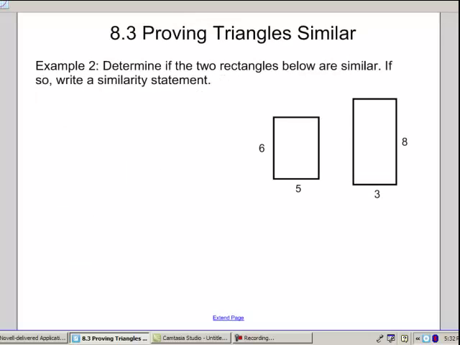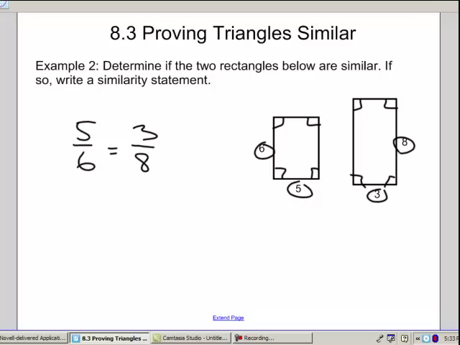Let's move on. Example 2, determine if the two rectangles below are similar. If so, write a similarity statement. Well, because these are rectangles, they're all 90-degree angles, and so no matter how I match them up, corresponding angles will all be congruent. I'm off to a good start. It looks like the shorter side here is 5 and the longer side here is 6. If these are similar, the sides are proportional, and so 5 over 6 would be equal to 3 over 8. Should be rather obvious that those two aren't the same. 5/6 is more than a half, 3/8 is less than a half.